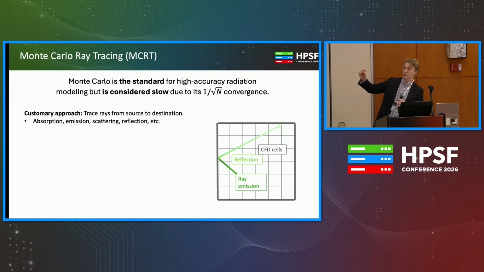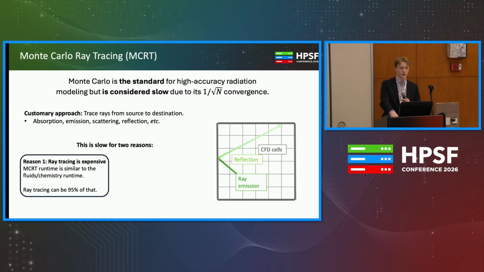And we trace this ray, and as this ray travels, it deposits energy into the cells that it travels through. And so you can couple this to some CFD simulation, and you'll have energy going into the cells, and the cells will be able to have an accurate description of radiation. The problem is this is quite slow, and that's for two reasons.